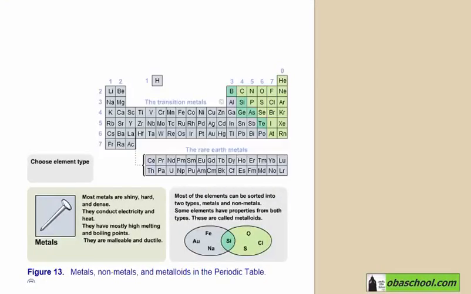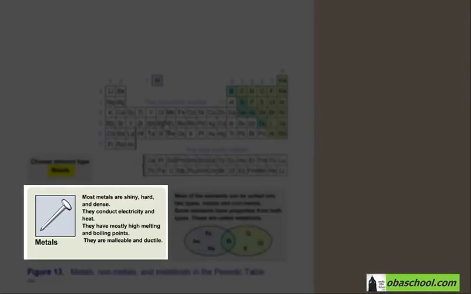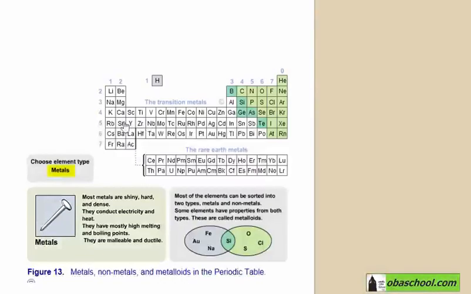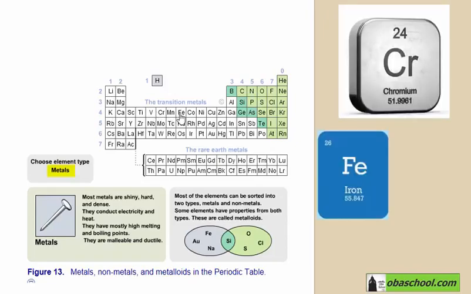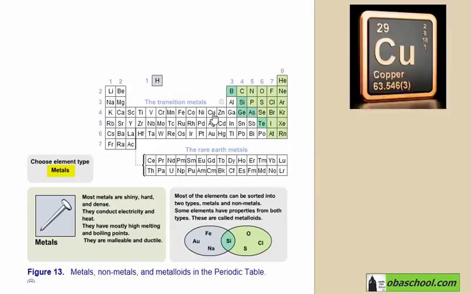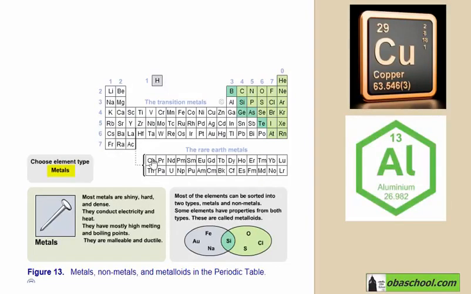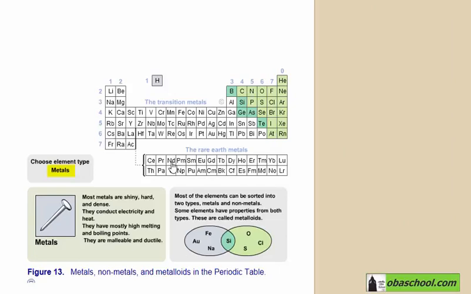Let's examine carefully this figure. Here we have metals. Most metals are shiny, hard, and dense. They conduct electricity and heat, and they have mostly high melting and boiling points. In addition to that, they are malleable and ductile. For example, lithium, sodium, chromium, iron, zinc, copper, aluminum, and we have the rare earth metals. So all of these are metals. They are located to the left of the periodic table.